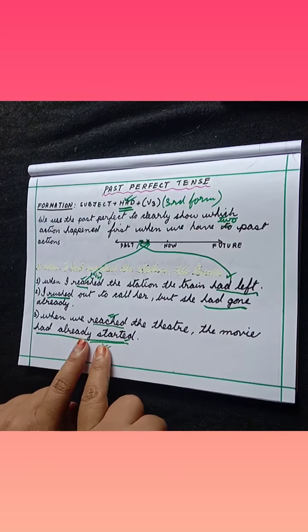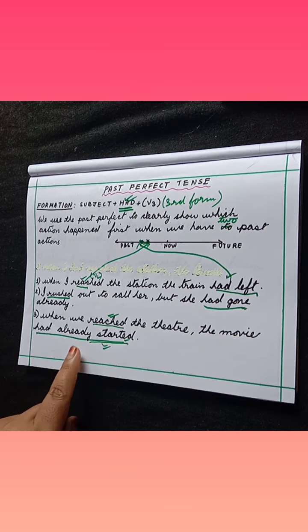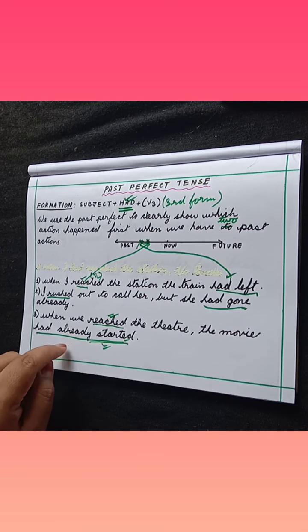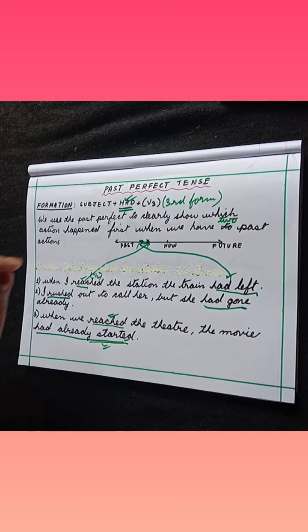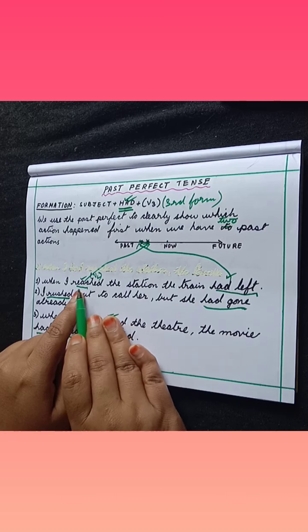Alright, so the movie started first and then we reached. We have two past actions. The movie had started and we reached. Two past actions. But which action happened first? The movie started first and then we reached the theater. So in order to talk about this action which happened in the past, we use the past perfect tense. Am I clear? So you will always have a simple past action.